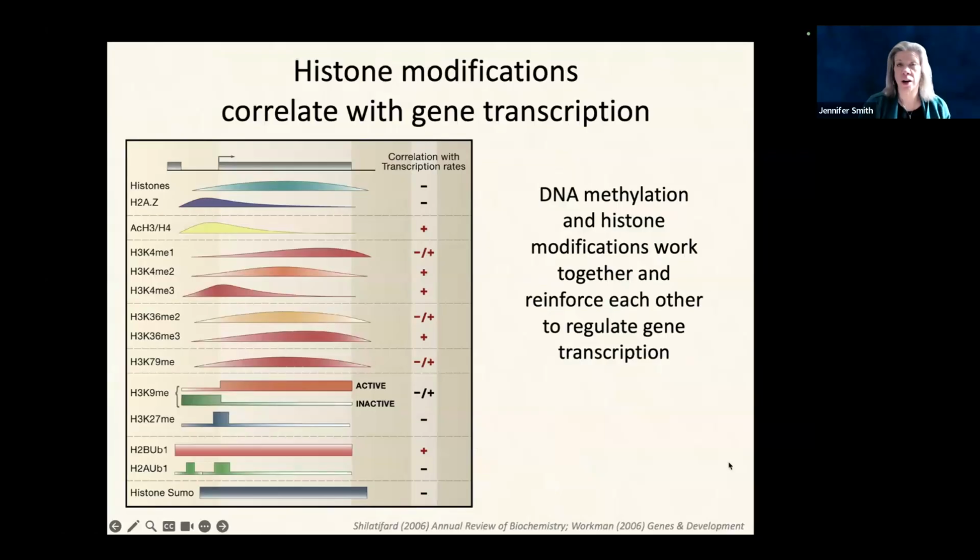Histone modifications also are very correlated, again, with gene transcription. These are just showing you the different histone proteins, H2, H3, and H4. These are different places on the histone tail and different modifications that are done to them. So this is the methylation, for example. This is the ubiquitination. And it's showing you that there is this big correlation with the rates of transcription and where that's opening and closing the chromatin.